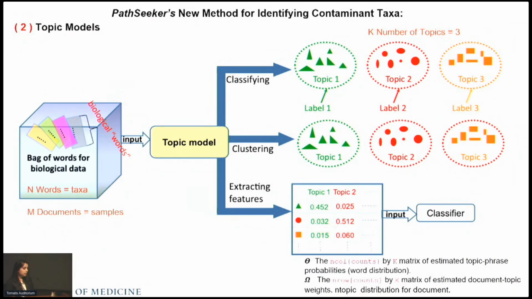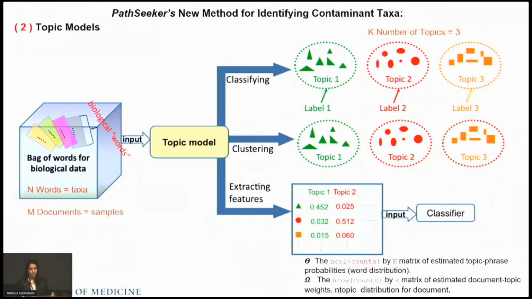In PathSeeker, we're proposing using topic models, and a brief introduction to how we're using our adjusted topic models to call contaminant versus true organisms. You're dealing basically with a bag of biological words, where your words are the taxa and the samples are your documents. You identify the optimal number of clusters. The package does still provide a method for identifying the optimal number of clusters. However, you can use your own method and just input the optimal number of clusters.